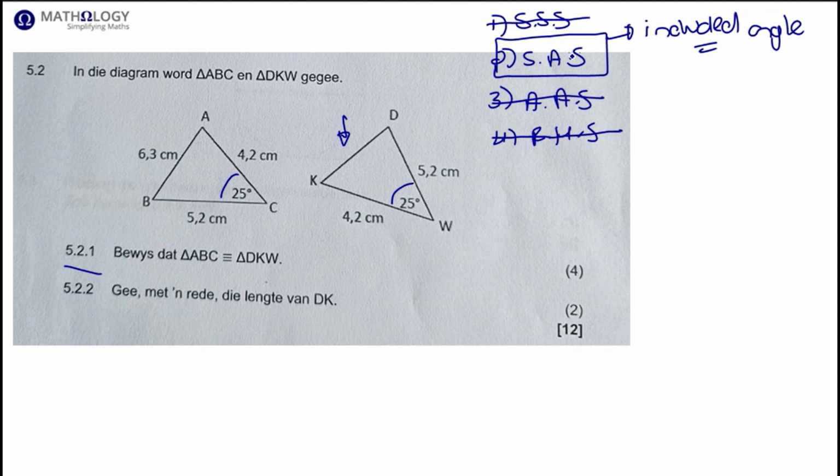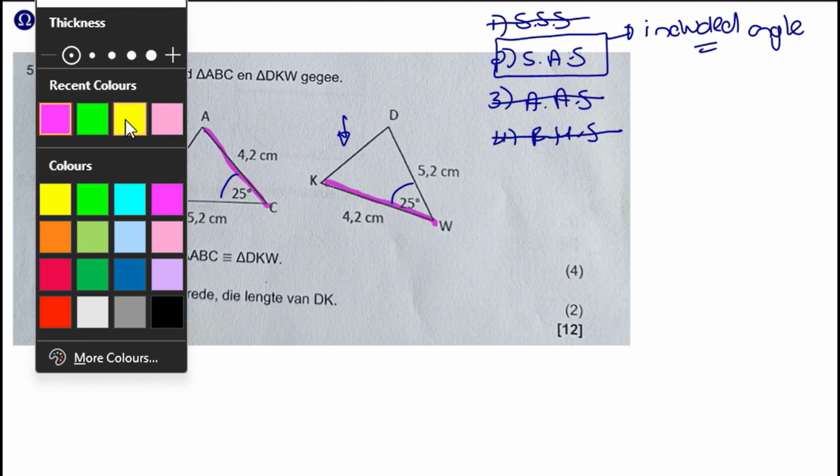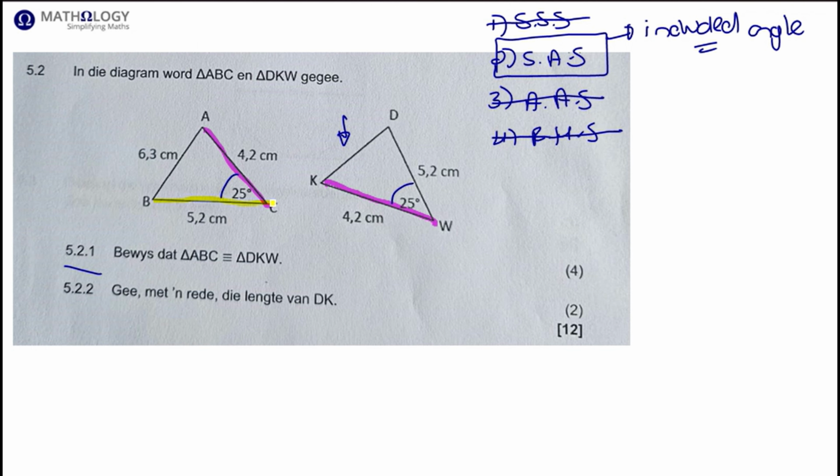Now with side, angle, side, you must always have the included angle. The included angle is the angle between the two given sides. So if we just highlight these two given sides, there is 4.2 and here is a side 4.2. Here is a side of length 5.2 and there's a length of side 5.2. So if we take triangle DKW, lift it and rotate it such that DW lies on BC and KW lies on AC, then angle W lies on angle C. And you can clearly see that the angle 25 degrees lies between the two given sides of 4.2 and 5.2. So we are definitely proving side, angle, side.